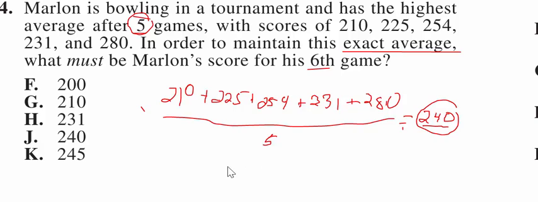If you're not comfortable with that, and you really want to just figure this out algebraically, you can add up these last 5. That added up to 1200, we said, plus the 6th one, which we don't know what it is yet. Divide that by the total number of new games, which 5 plus 1 will make it 6, the 6th game, and it has to equal 240.